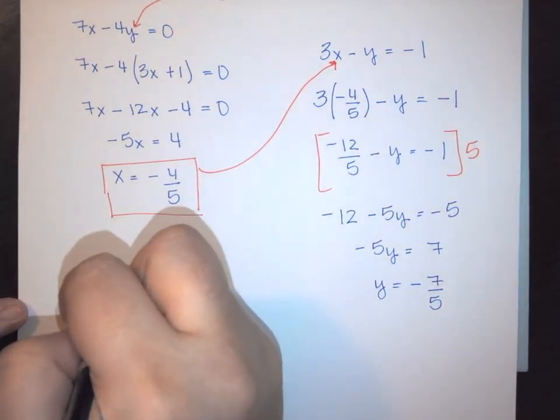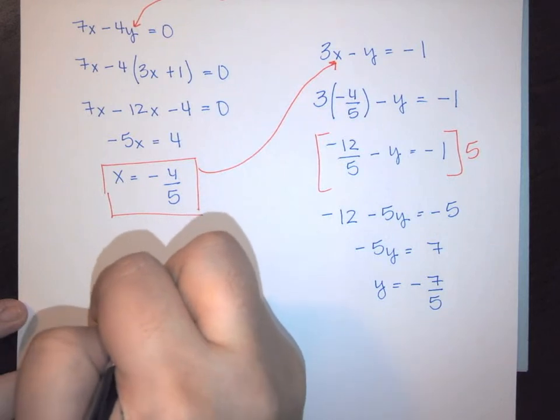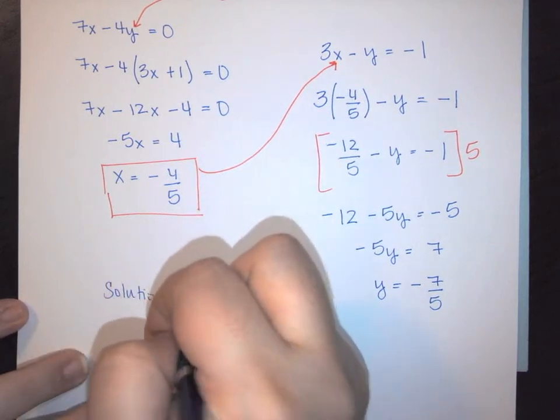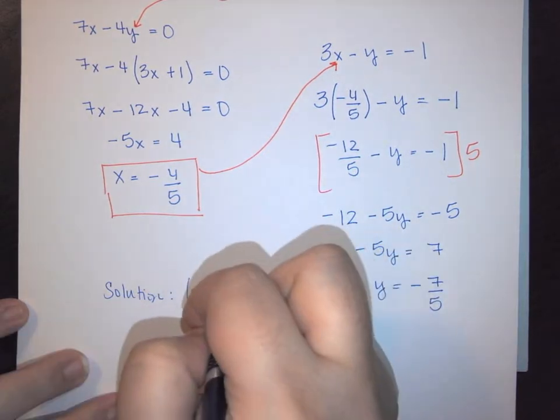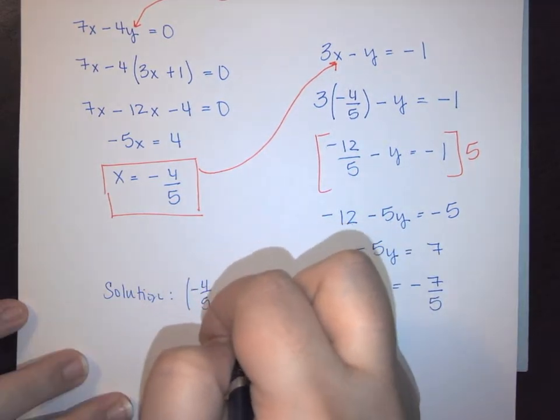Therefore, my solution is going to be -4/5, -7/5.